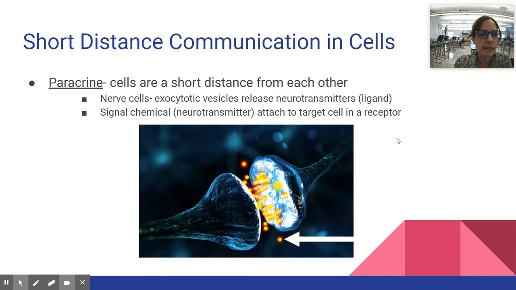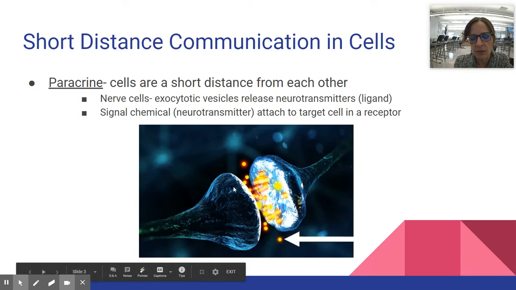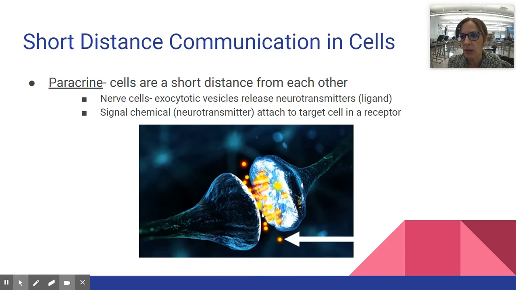The other way that cells communicate over short distance would be what's called paracrine, and that's where they're not touching each other, but they're at a short distance from each other. So this is two neurons, and the signaling chemicals are being released from this presynaptic neuron with exocytosis. And the neurotransmitters, or the ligands, are traveling across a short distance to the target cell, which has a receptor.